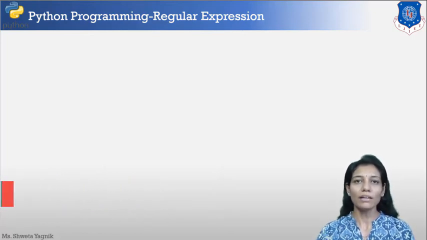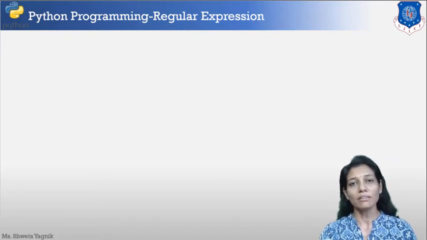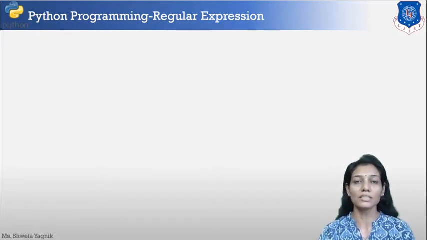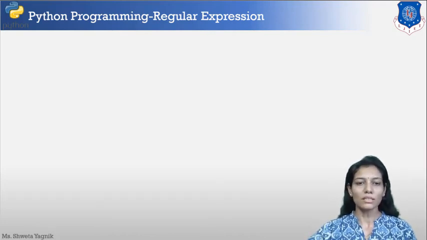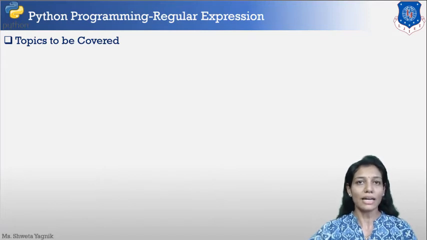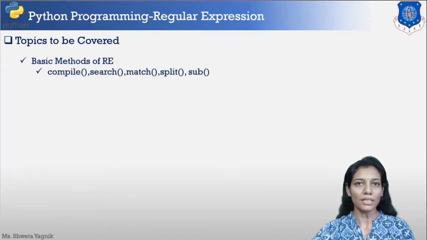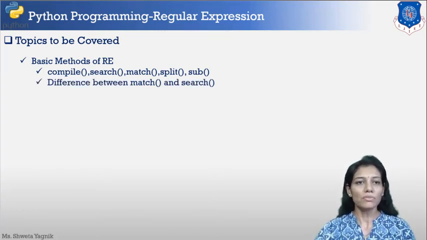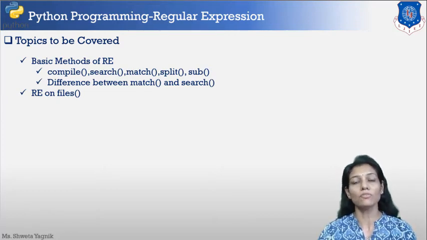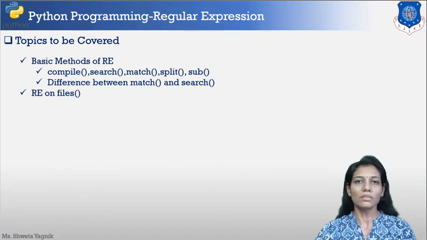So in the last session we have seen what a regular expression is, why we require regular expressions, and how to write a pattern, and based on that pattern, using functions like search and findall, how to extract information. Today we'll see the basic methods of the re module: compile, search, match, split and substitute. Then we'll see the difference between search and match, and how patterns can be used to extract information from a file. So let's begin with the practical example.